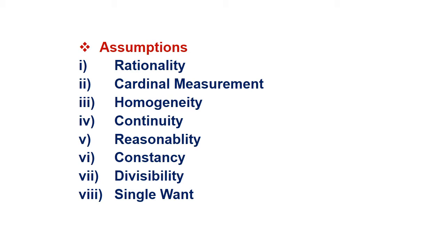Next one is reasonability. Whatever units of commodity are consumed by the consumer should be of reasonable size. It means not too big and not too small. Number 6 is constancy. What is constancy? There is no change in taste, preference, likes and dislikes of the society. Number 7 is divisibility. Whatever unit of commodity is consumed by the consumer should be divisible. It means you can cut it into different slices. Number 8 is single want. Whatever commodity is consumed by the consumer should satisfy a single want and not multiple wants.